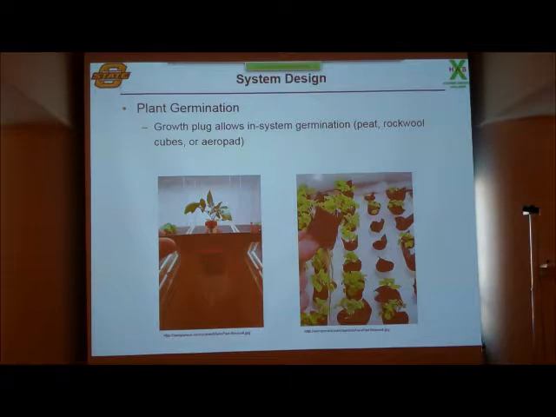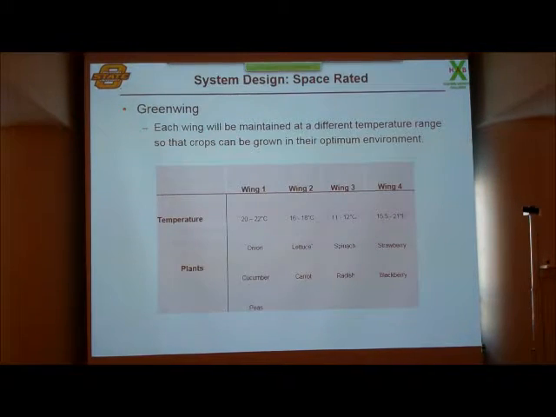And so for our plant rotation, we group the plants by their temperature requirements.